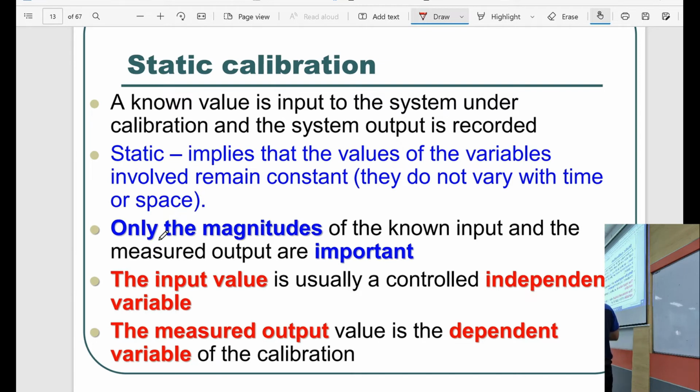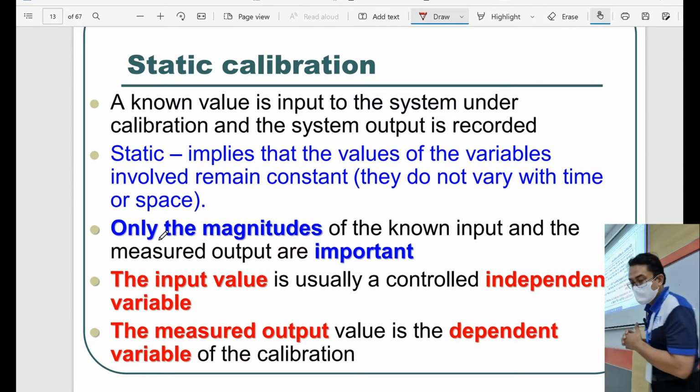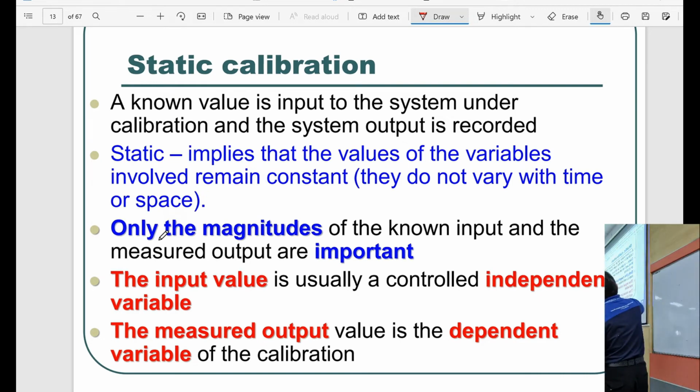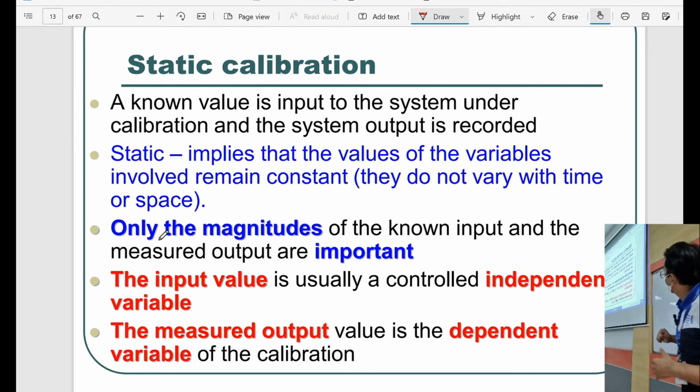The input is the known value. Usually the input is the known value. We know the value for the input. We give the value, and we see the output value. So the output value is the one that we want to measure. It's very important. But this thing only refers to the magnitude of the output value.